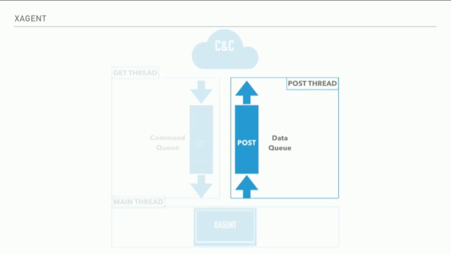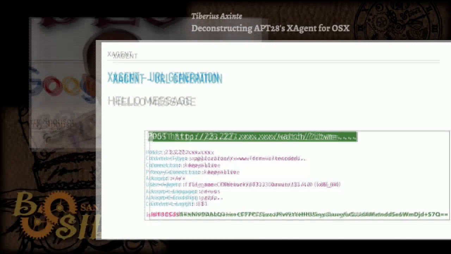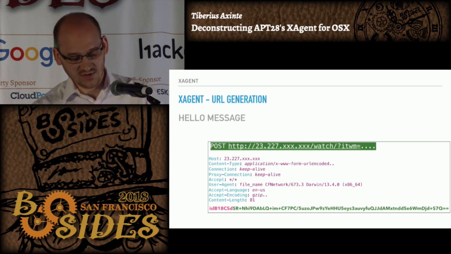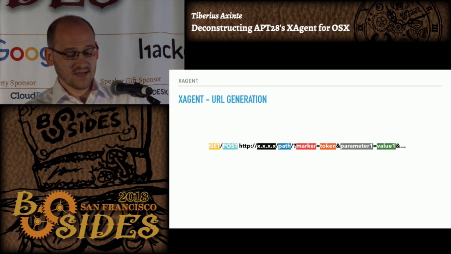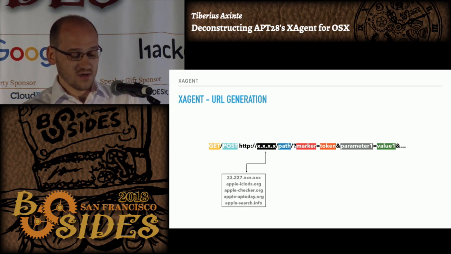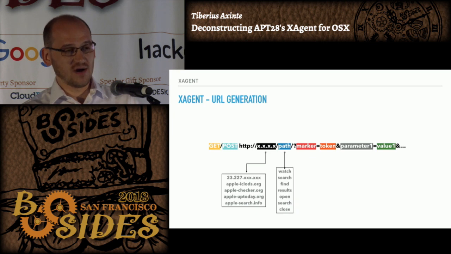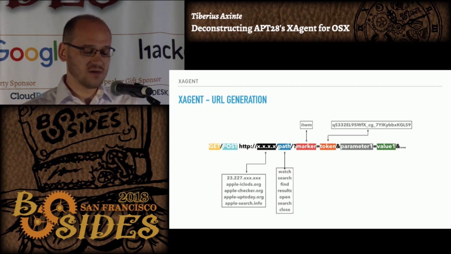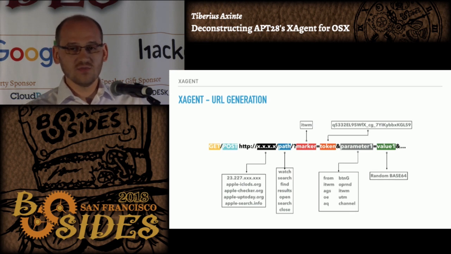Let's take a look at how data is sent to the server, how it is exfiltrated. Here is a post request message, which is actually the hello message that the malware sends to the server just after it was executed. If we take a quick look at how the URL is generated, first a domain name and a var are chosen from two hard-coded lists, and then a marker and a token are appended to this URL for victim identification. And in the end, a random number of parameters with randomly generated base64 values are appended to the URL.